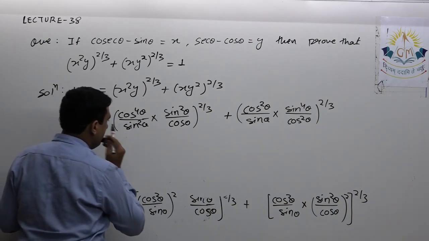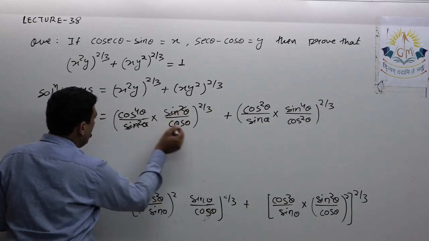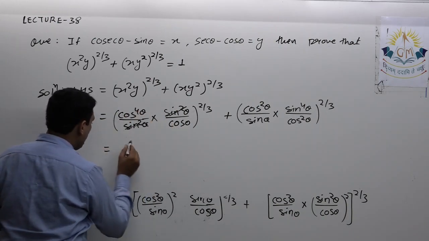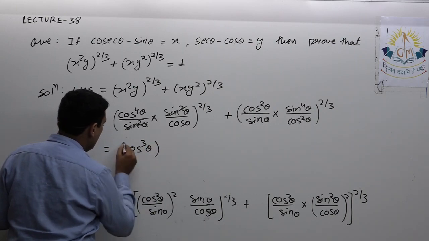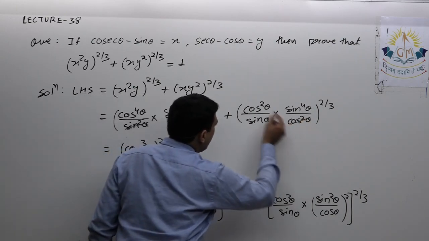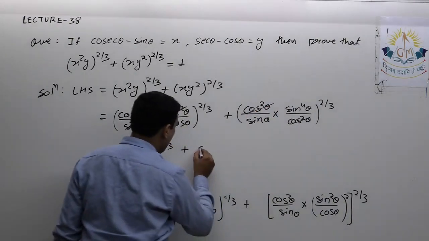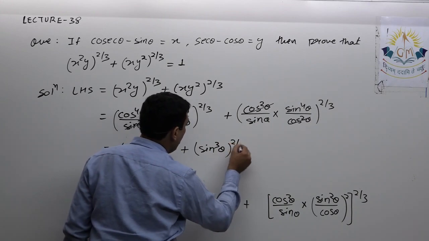Okay, so here we can cancel this sin square theta with this sin square theta, and this cos theta with this cos raised to 4 theta. So we will get cos cube theta raised to 2 by 3. Similarly, over here we can cancel this, and here we are left with sin cube theta raised to 2 by 3.